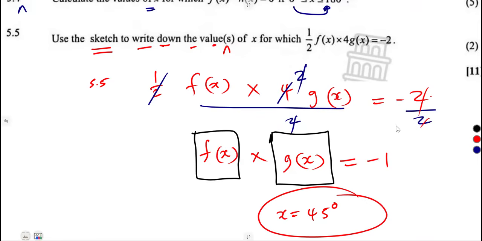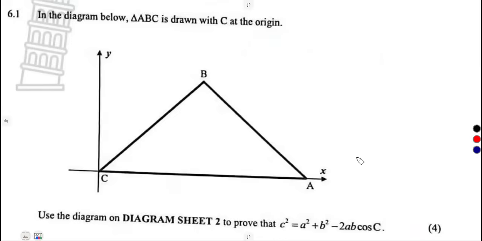All right. Considering the other part of the question, we are given the diagram on question number 6. ABC, which is a triangle, is drawn with C on the origin. So C is on the origin, 0, 0. Use the diagram on diagram sheet 2 to prove this formula from our cosine rule. So they can give us a question like this to prove the cosine rule from a Cartesian plane.